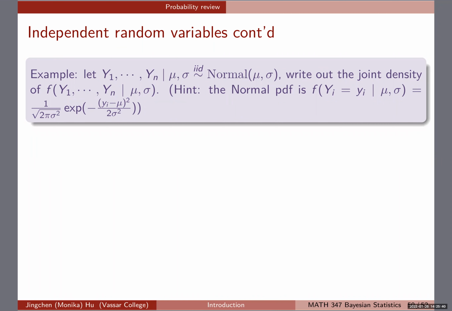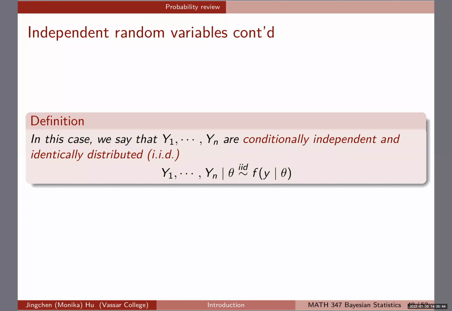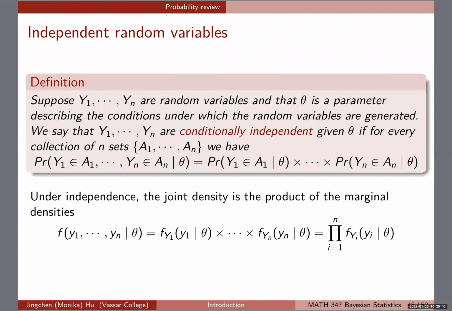So we can be on the same page. If we come from the previous result, we know that the joint is the product of the marginals. Each of the marginals is a normal density, and we know its PDF. So essentially, we're applying this result to get the joint of y1 through yn as the product of all of the marginals. Each marginal is the same, in this case, a normal.